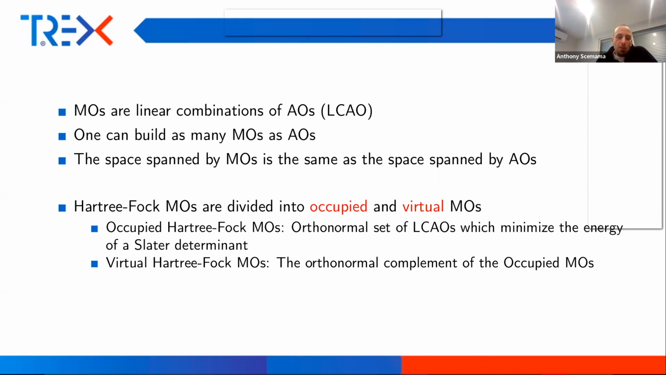Now when you have your Hartree-Fock molecular orbitals, you can divide them into occupied and virtual molecular orbitals. The occupied ones are the ones that are present in the Slater determinant, and the virtual ones are those that are unoccupied, so they are not present in the determinant. It's the complement of the occupied MOs.